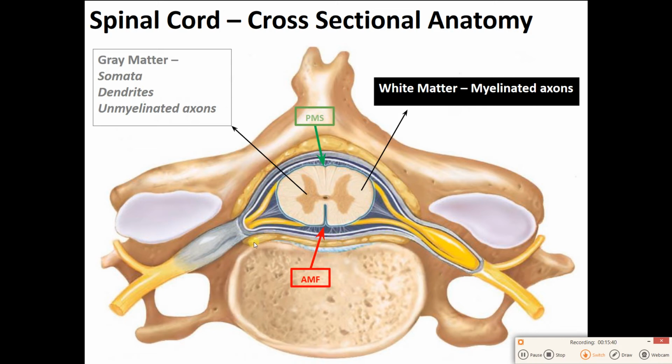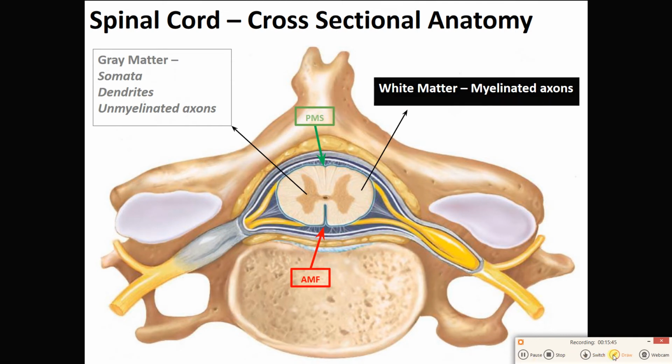We mentioned that earlier. In the spinal cord cross-section, we are going to see a big indentation in the front called the anterior median fissure. Fissures are big, so front, middle, big groove, anterior median fissure. In the back, we have a much narrower, shallower groove called the posterior median sulcus, the back middle groove.